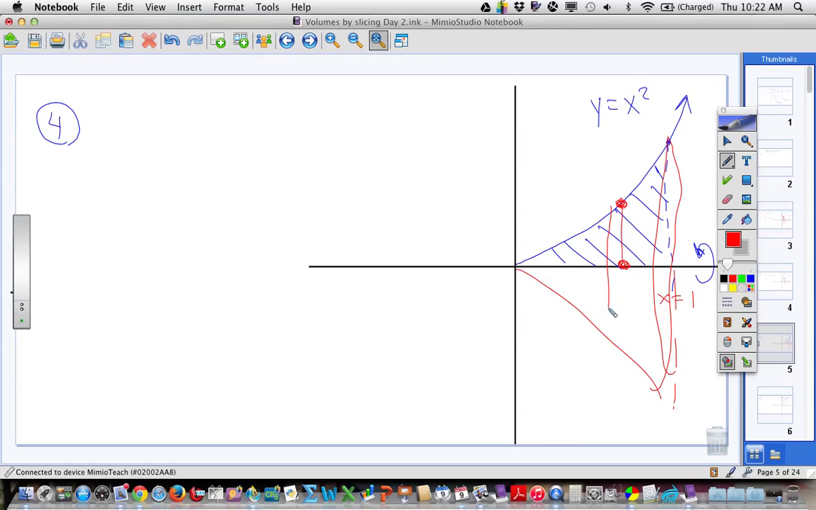That would be something like that, like a trumpet maybe. Okay, and the slices would be something like that right there, where again, that strip is the radius of that slice. So top y value minus bottom y value would be my radius. So it's simply pi times radius squared dx, and that strip fills that space from 0 to 1. That's it. That's all there is to it.